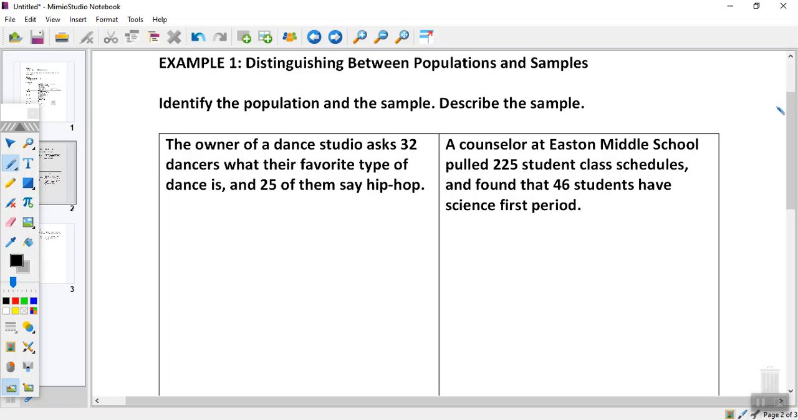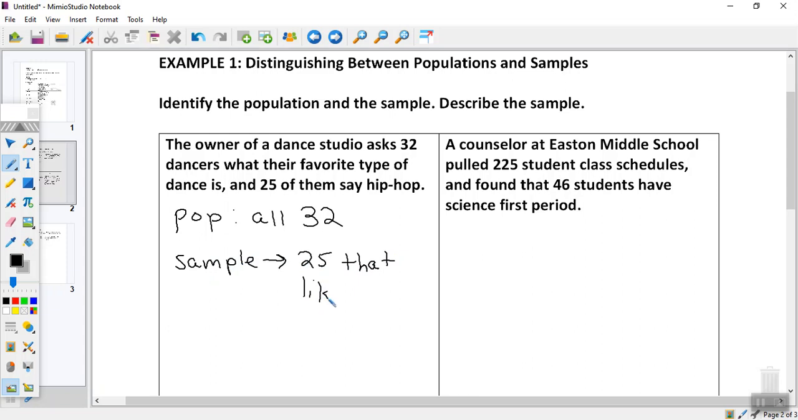Okay, what's the population in this? Population is all 32, right? So what's the sample in this? The sample are the 25 people that like what? Guys, I don't know how to make this much more difficult. I can try to make it difficult, but is that pretty straightforward?